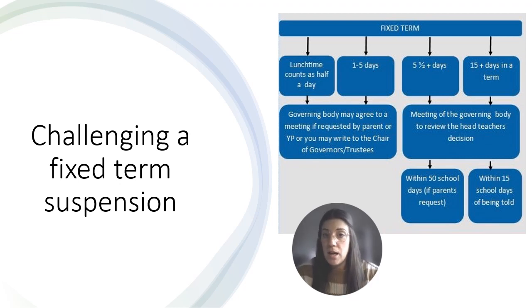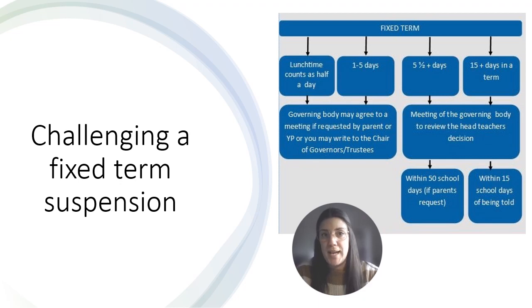Once you get to 5.5 days plus, up until 15 days, then the meeting of the governing body has to happen, but it can be within 50 school days. And if it is 15 days plus in a term, then it has to be within that 15 school days. So like I said earlier, a permanent exclusion and a fixed term suspension of more than 15 days in a term are the only times where the governing body have to meet within the 15 school days that we spoke about.